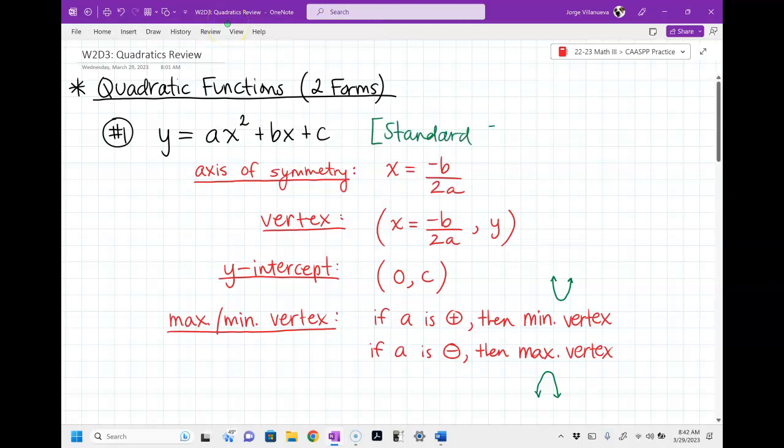That's the basic form that you can see quadratics in. So ax squared plus bx plus c. Now, in the homework, they're going to ask you a lot of different things based on these quadratics.